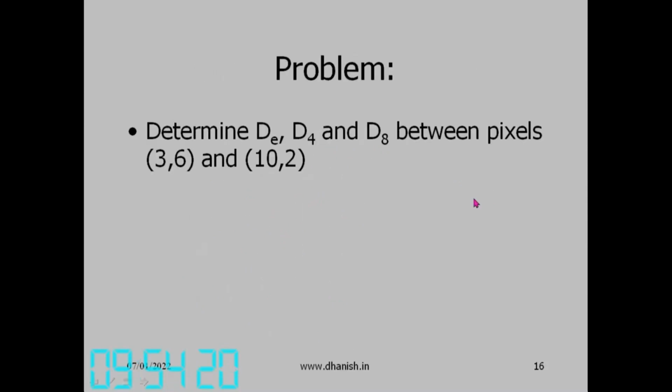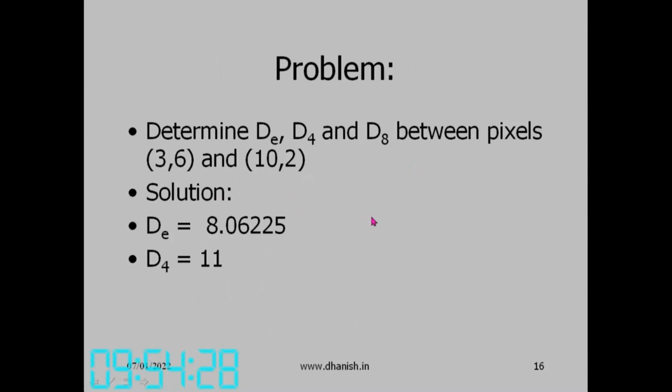Okay, so the problem: determine De, D4 and D8 for the pixels 3, 6 and 10, 2. So this you can do on your own. First one is of course the root of (x minus s) squared plus (y minus t) squared. 10 minus 3 is 7, plus 4 is 11, and the other one is 3 plus 7, 10.